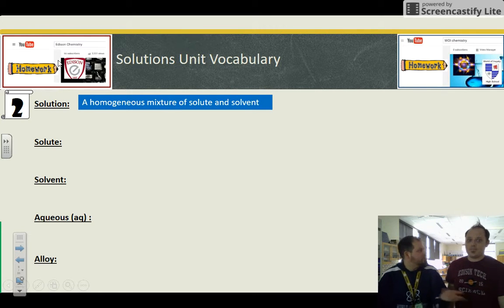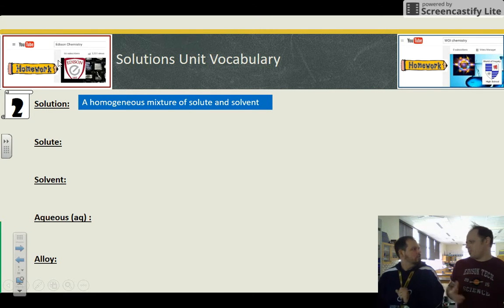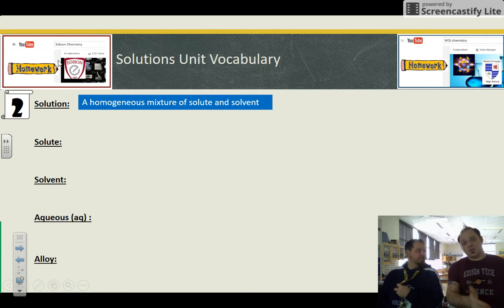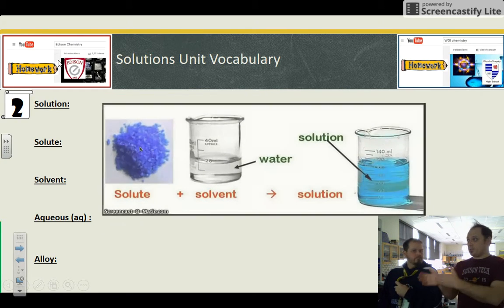Homogeneous is not one of our words, so let's just do that right now, as it's from many units ago. Homo means the same. Genius means composition. So same composition throughout. Same composition mixture. Solutions look like they're the same from the beginning to the end.